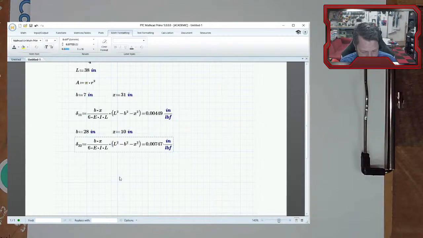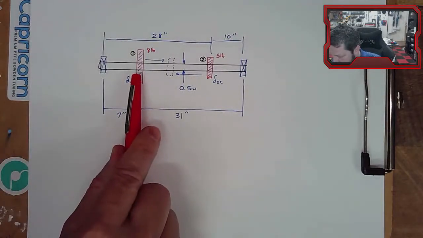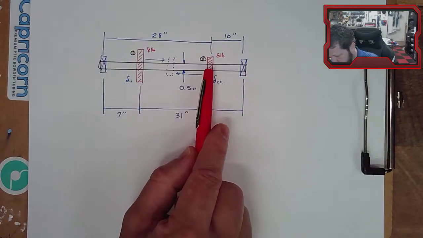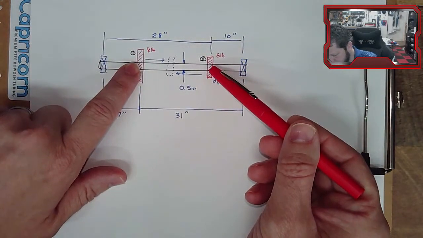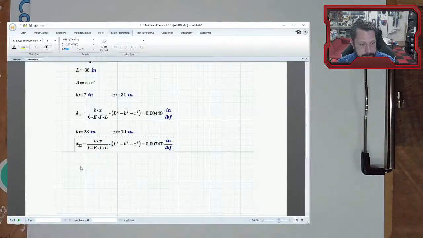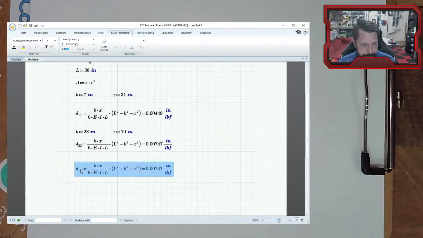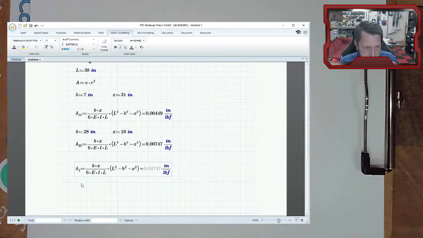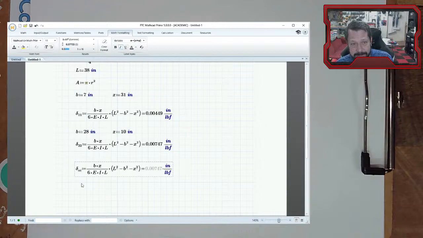Now there's a third one I need to calculate. My ultimate goal is to take these two weights, masses, whatever you want to call them, these two gears, and translate their effect to the center. So I need the center's influence coefficient. Instead of 1,1 or 2,2, I'm going to call this one CC. The force is at the center, and I want to know the effect at the center. The force is at location 1, and I want the effect at location 1. The force is at location 2, and I want the effect at location 2.